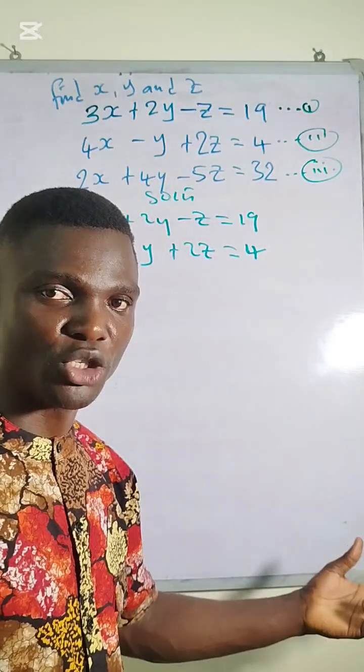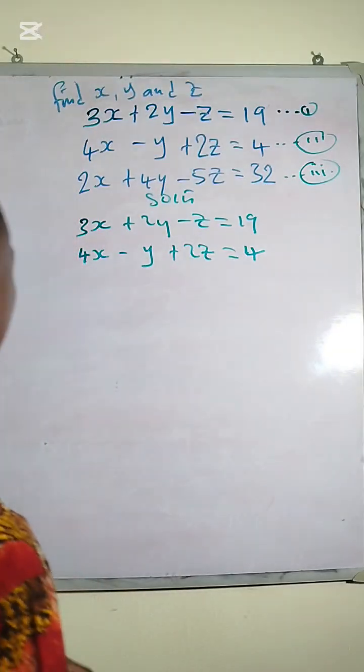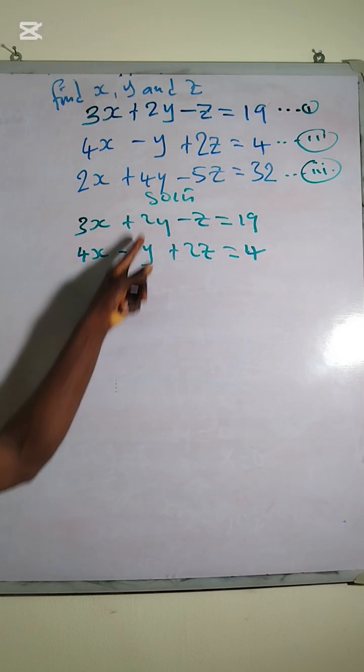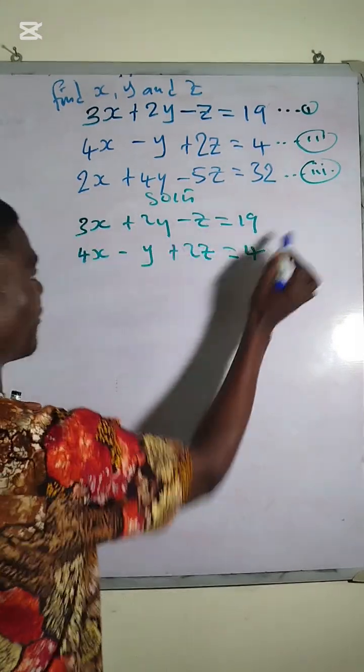Remember how we did the elimination method, right? Good. So what are we going to do? Let us make z the same, or let's make y the same. If we want to make y the same, I will use the coefficient of y here to multiply everything here.